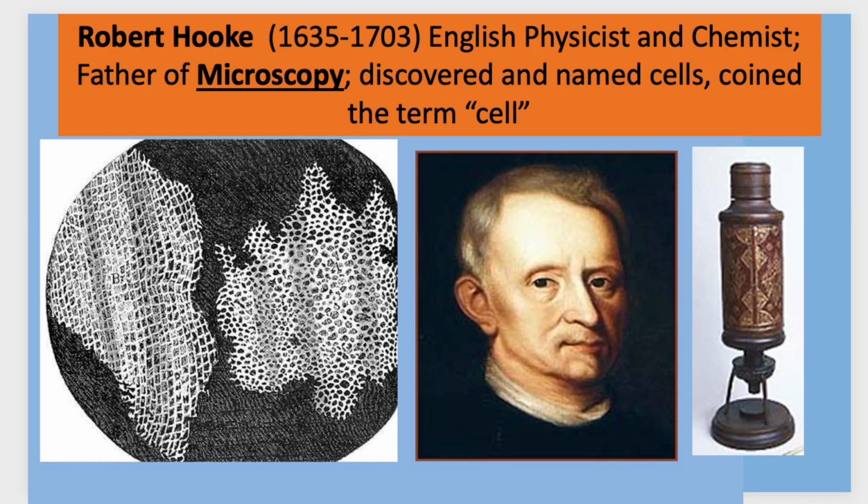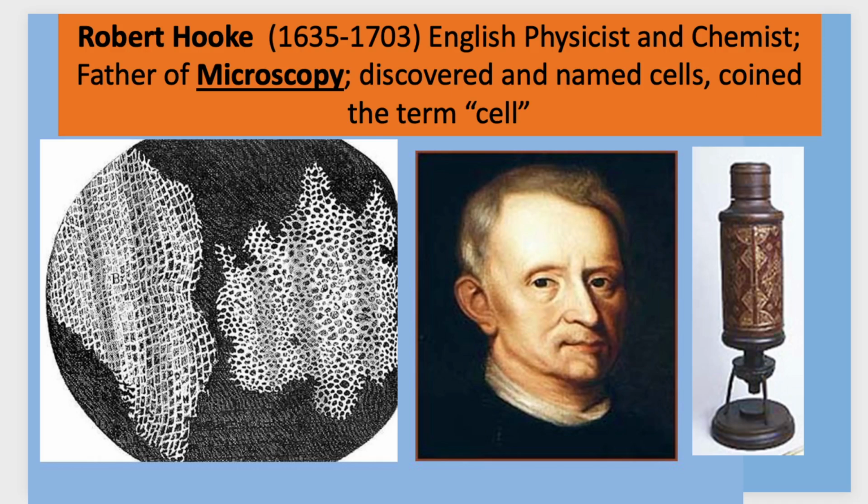Robert Hooke will be our first scientist we'll look at. From 1635 to 1703 is when he lived. He was a physicist and a chemist, and he's considered the father of microscopy. He's famous for giving us the term cell that we use when we're talking about organisms and histology. So if you look at the image on the left, all those empty squares is what he drew.